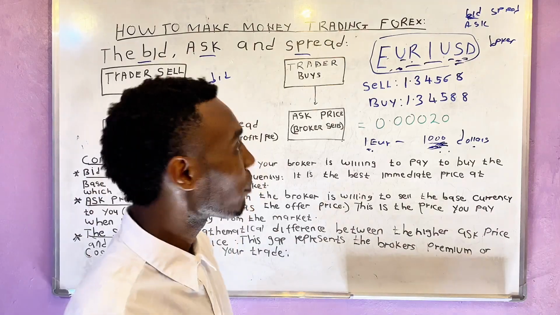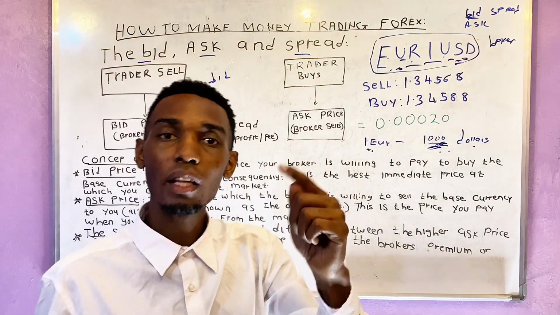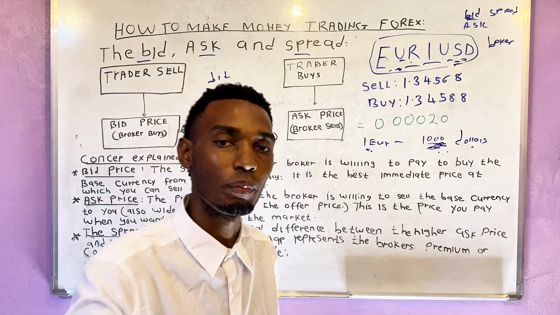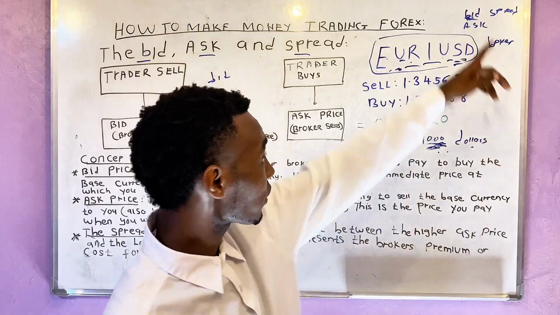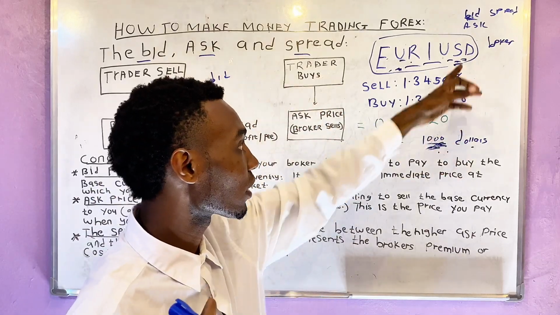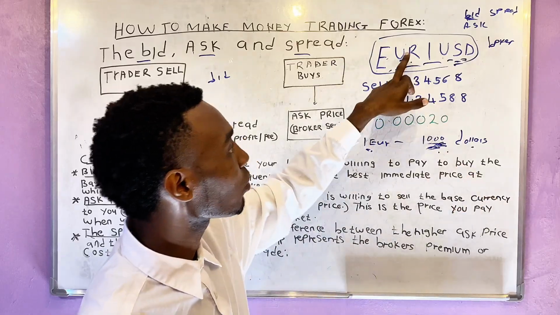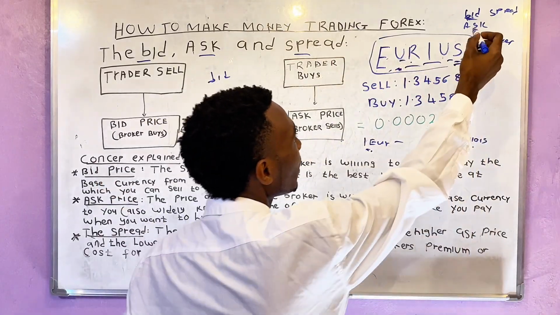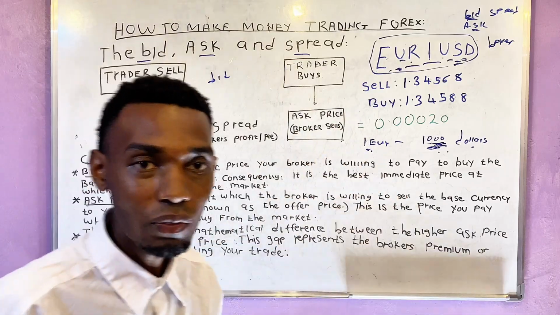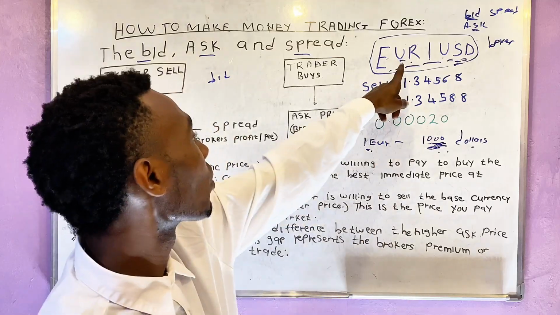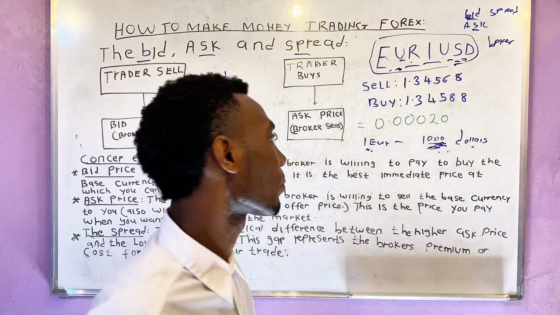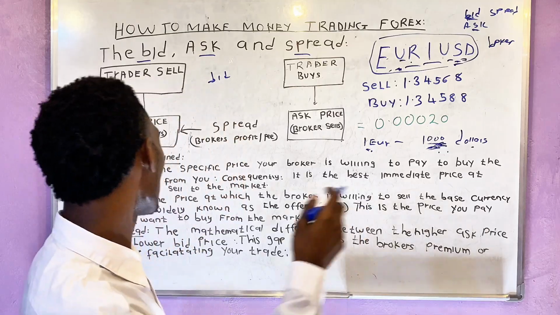Now the other part is ask. You are the one selling this. You want to sell this euro to a broker, so the broker is going to buy from you. See, you have checked that with the bid the broker sells these dollars to you, but with this one he is going to buy from you. Now you are going to sell this one to him. Now the broker himself is going to buy.